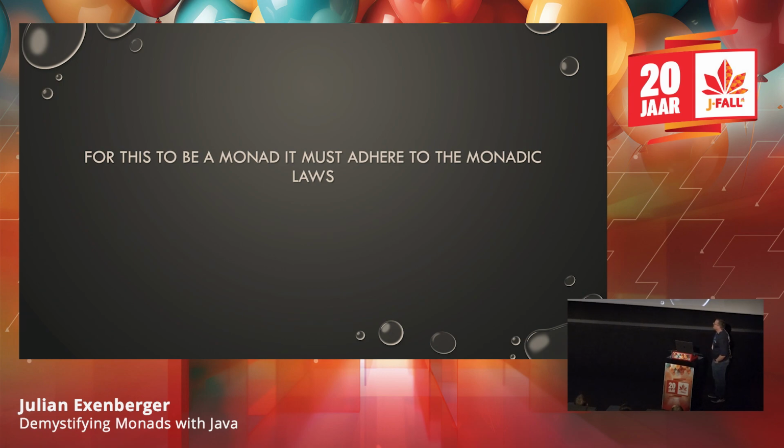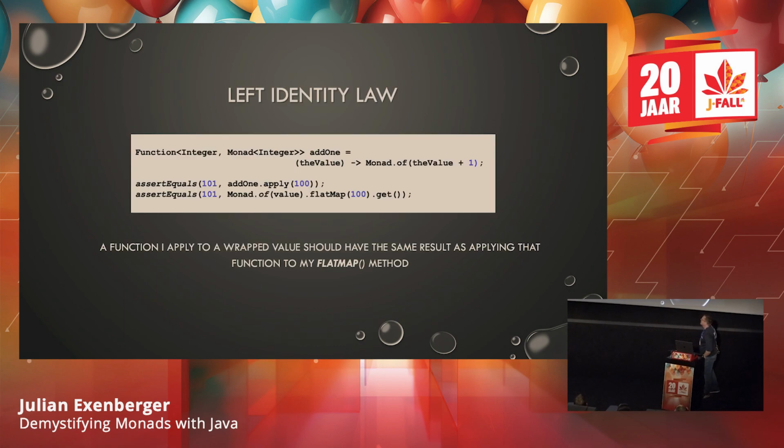For it to be a monad, it has to adhere to the monadic laws. Okay. The first law, there's three of them. The first law is what's called the left identity law. The left identity law simply says that if I apply a function to a value, it should have the same result as if I create a monad instance of that value and apply the function to it. So an example I have here, I've got add1 as my function. So it literally does that. It adds 1 to whatever value is inside the monad.